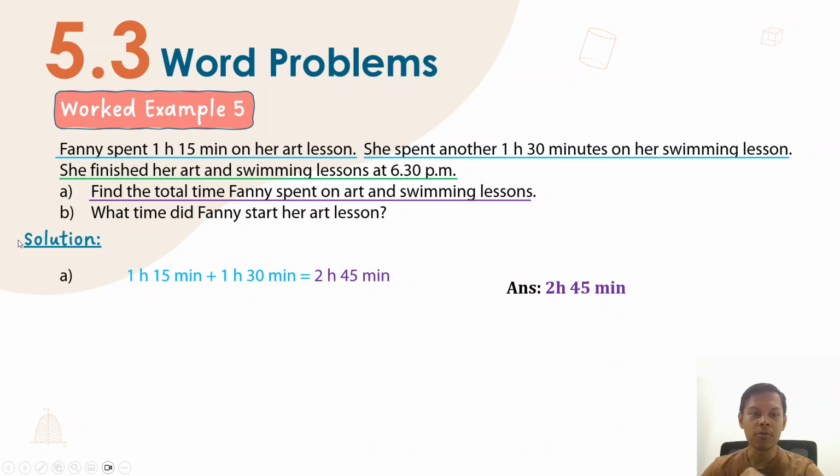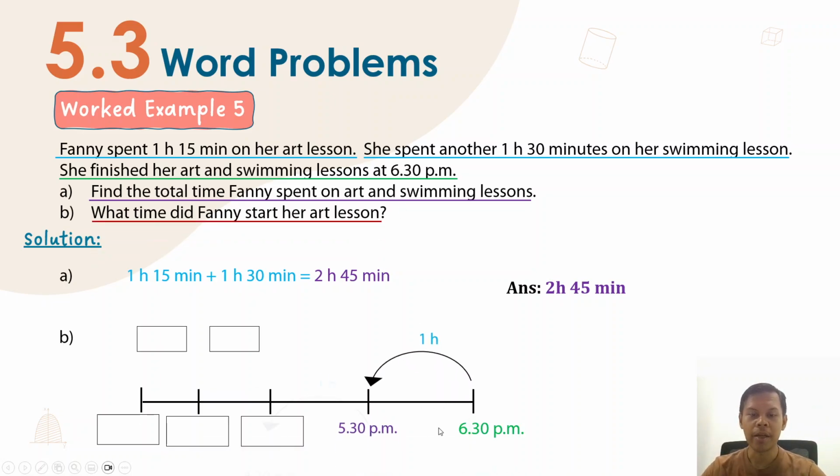Alright, now on to our second part. What time did Fanny start her art lesson? They are asking about the starting point. We were given the duration, which is 2 hours 45 minutes, and then we were given the finishing time, which is 6:30. So we need to work backward.